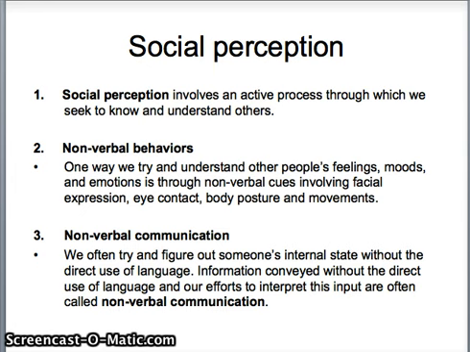So we can try to read the content of what people have to say, the content of their speech, or we can also try to read emotions and underlying intentions by looking at nonverbal cues such as facial expressions, eye contact, body posture, and how a person moves or touches other people. So we're going to talk about some different kinds of nonverbal behaviors and how it is we use cues to read other people.